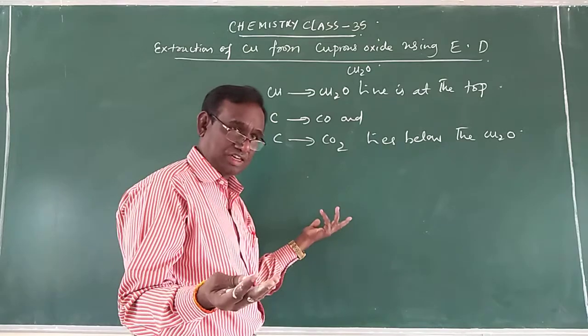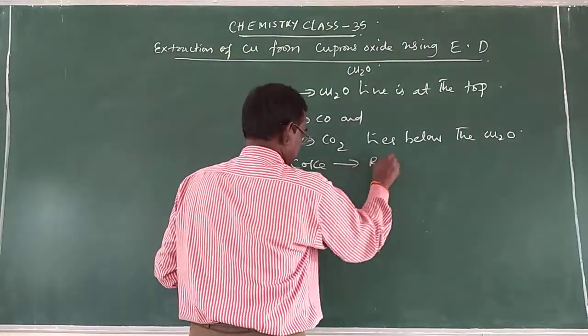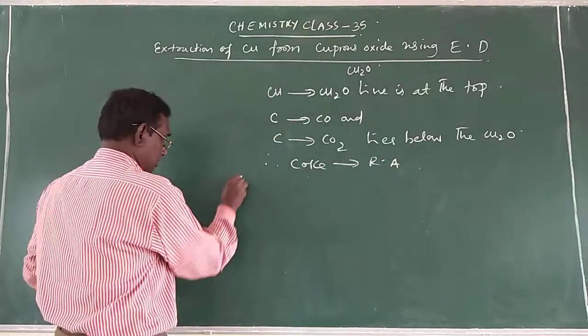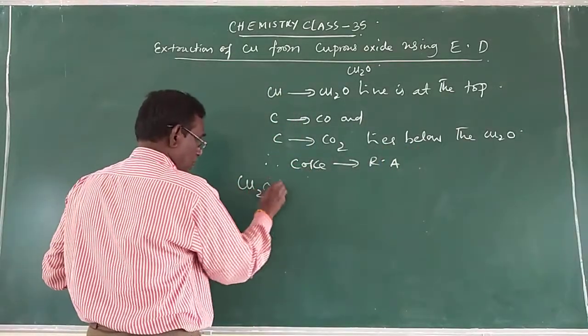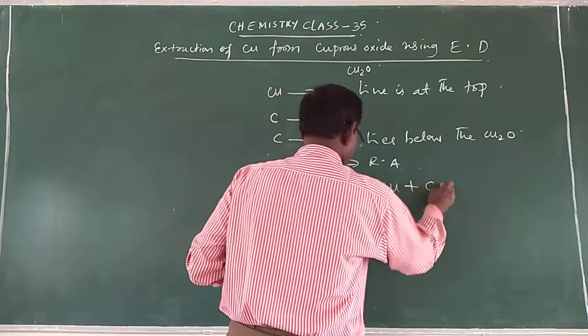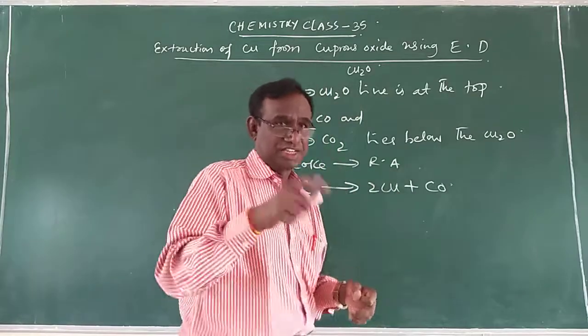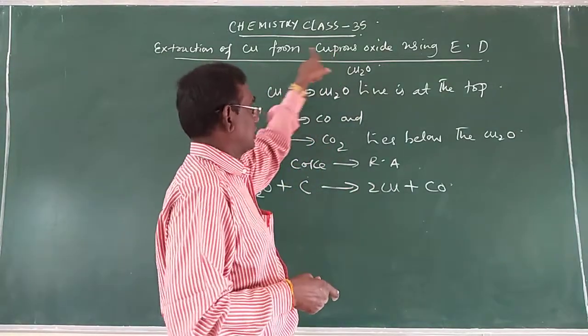By using coke as what? Reducing agent. Therefore coke acts as a reducing agent. You can write the equation for this: Cu2O plus C gives rise to 2Cu plus CO. But one more concept is there in this extraction.